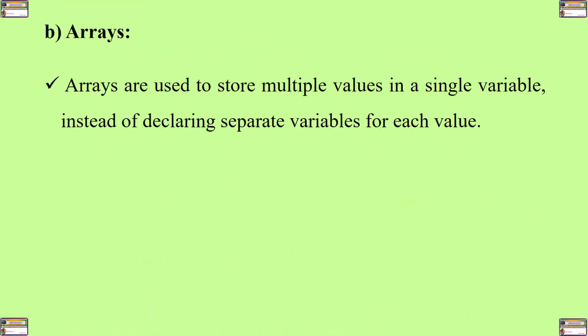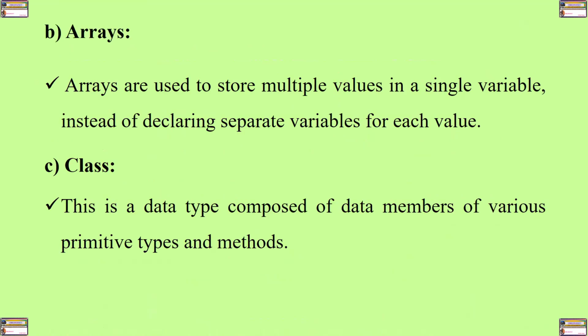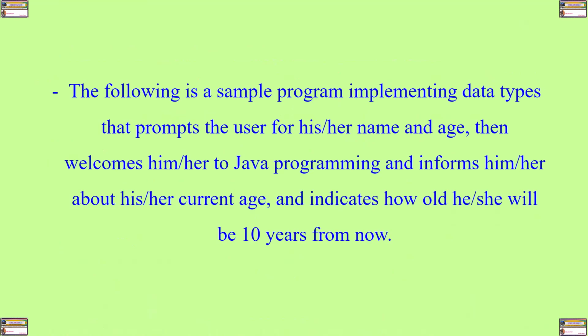Then we have arrays. Arrays are used to store multiple values in a single variable instead of declaring separate variables for each value. We have the other one called class. Class is a data type that is composed of data members of various primitive types and methods. It acts as a template for objects.